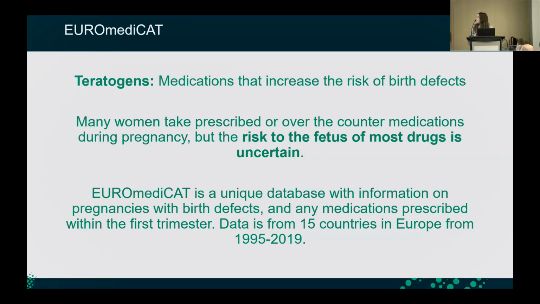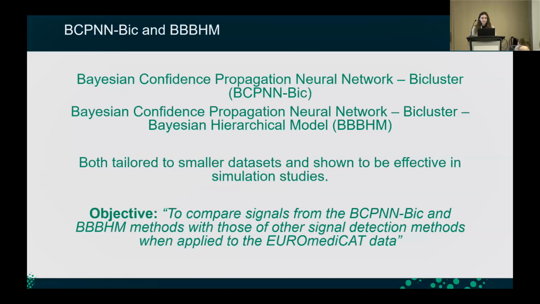They are population-based registry data from 15 different countries in Europe from 1995 to 2019. And so we wanted to look at these two new methods, the BCPNN-BIC and the BBBHM within this EuroMedicat dataset. These are methods that are new. They're both tailored to smaller datasets and they've been shown to be effective in simulation studies, but they're yet to be applied to a real dataset. So we wanted to compare signals from these methods and other commonly used signal detection methods within this dataset.